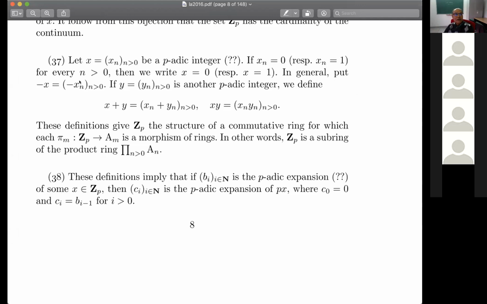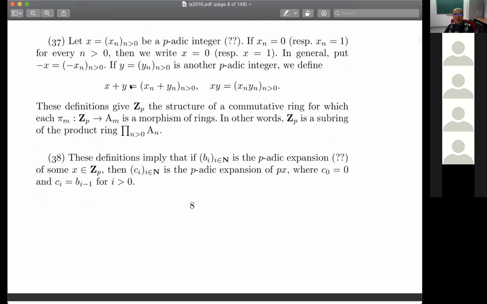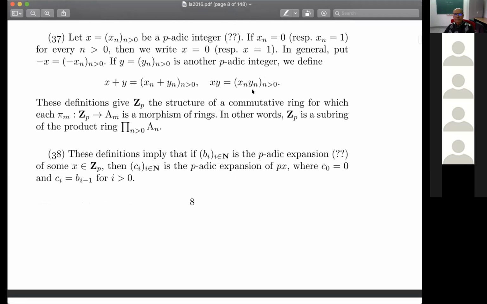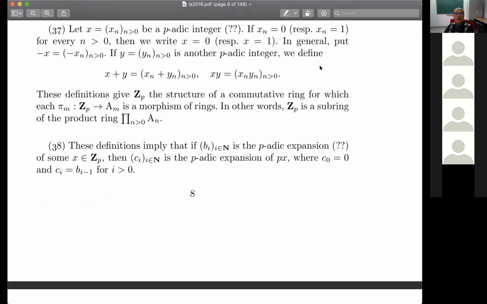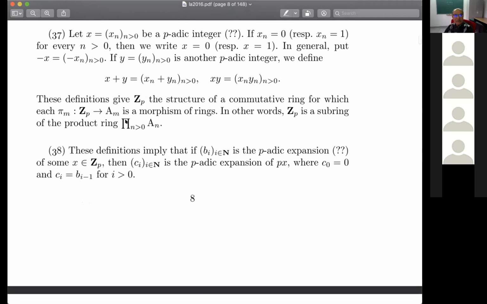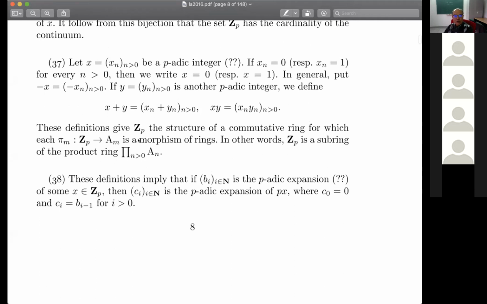And I put minus x to be the family consisting of minus xn, etc. The addition and multiplication are defined component-wise. So x plus y consists of the family xn plus yn, and xy consists of the family xn times yn, right? These definitions make Zp into a ring, and in fact a subring. This is how you define addition and multiplication on the product ring, and Zp is a subring of this product for these operations, right?